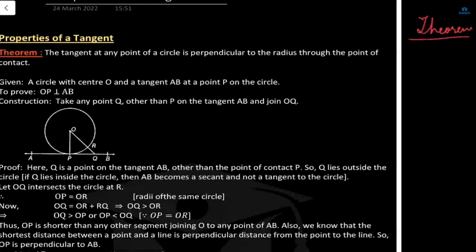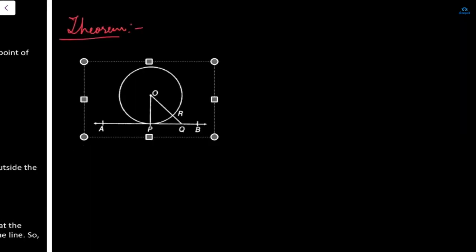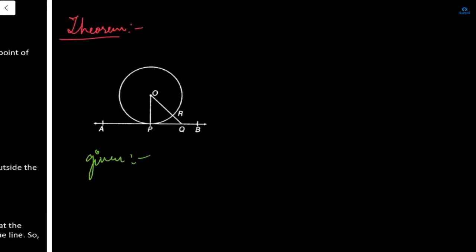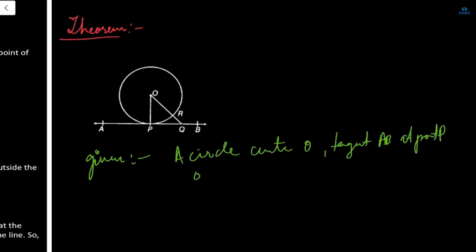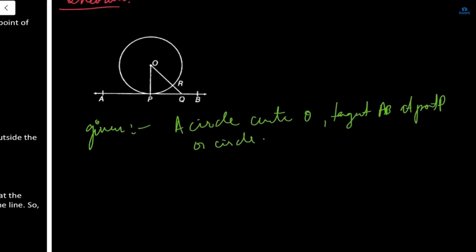Now, what is given here? The tangent is given. So you can write first of all a circle, center O, tangent AB at point P on circle. Now what construction we are doing? We are taking a point Q away from the point P, other than point P. P के अलावा कोई भी point Q ले रहे हैं, ठीक है? Now this point on AB. Whichever point you are taking as Q, you are going to join it from the center.